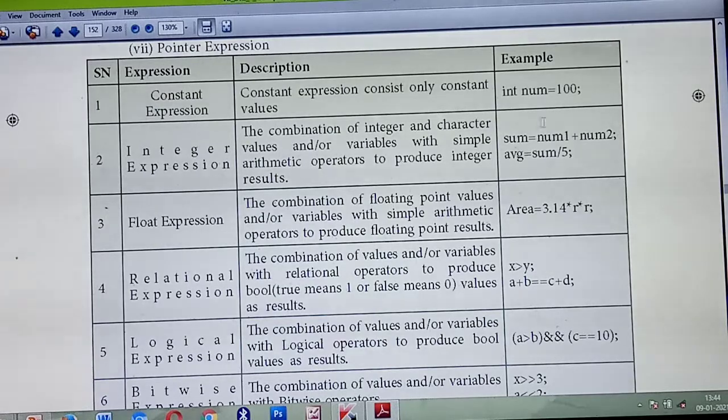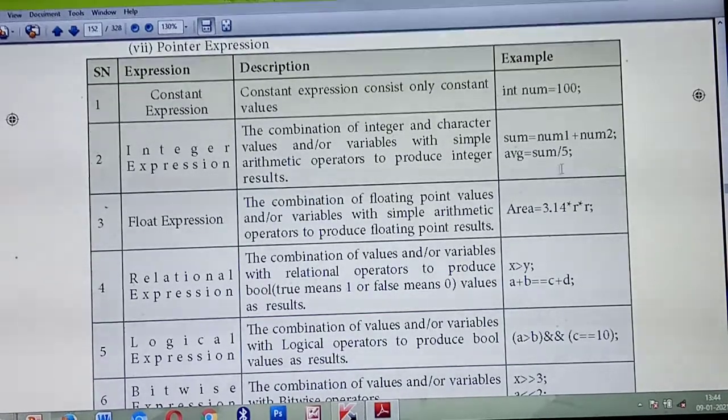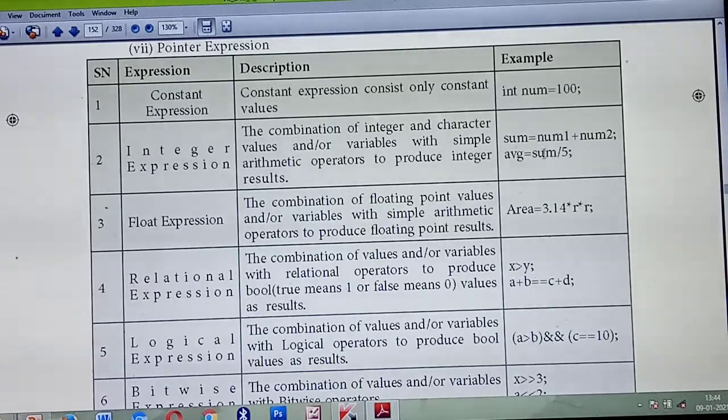So see the example. Sum equal to num1 plus num2. What's the meaning? You are using 3 variables. What are they? Sum, num1 and num2. That is 3 character variables. How many operators? Plus and equal to, 2 operators. Okay. See the next one. Average equal to sum divided by 5. What's the meaning? Here the variable sum is divided by the integer value 5. Understood about integer expression? Okay.